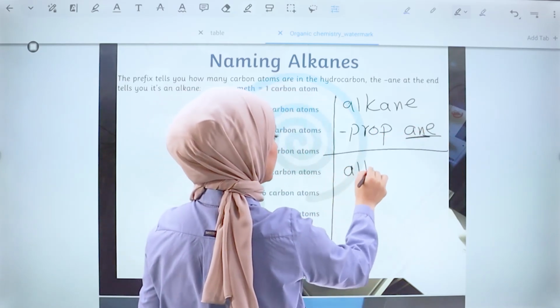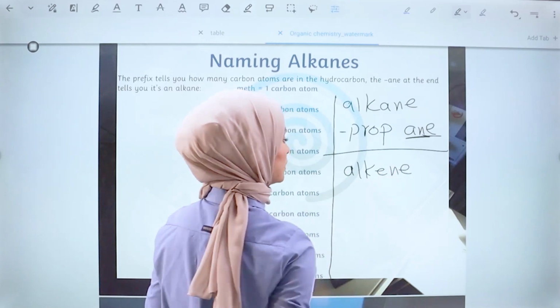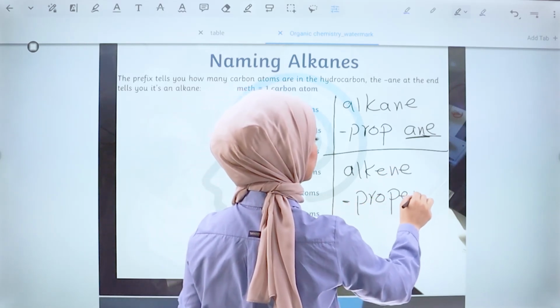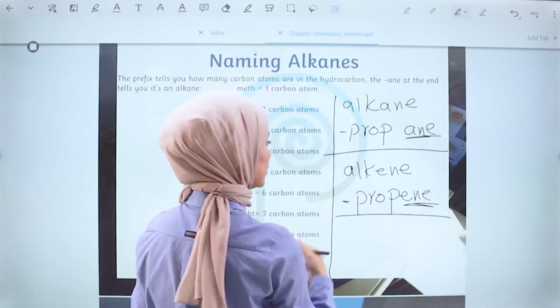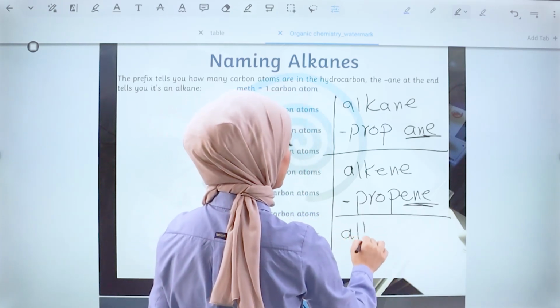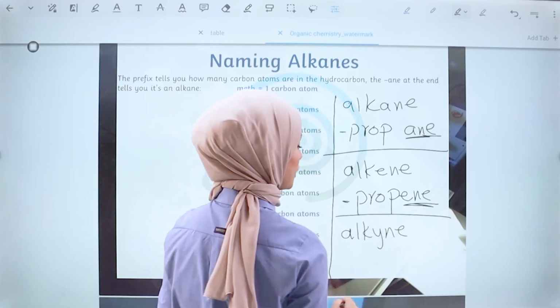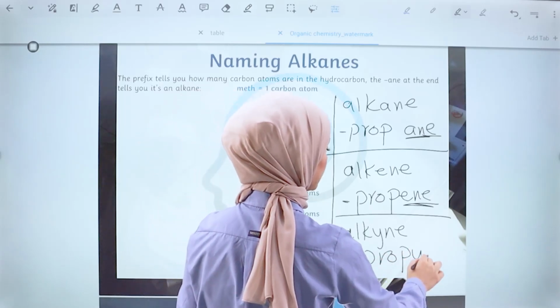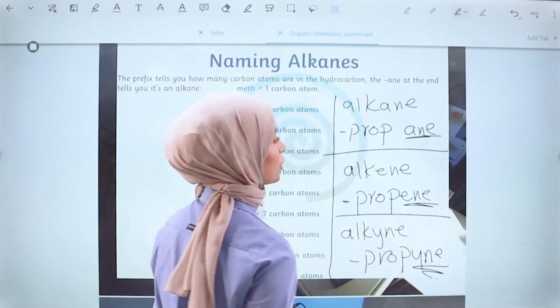If it is alkene, you add the section ene. So it is a propene. Okay. If it is alkyne, you add the section ine. So it is a propine.